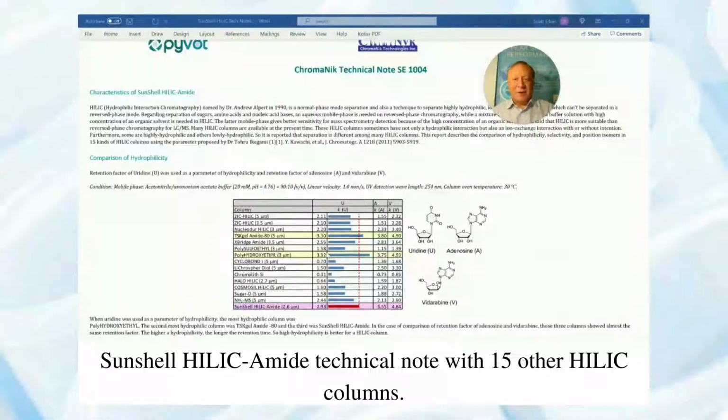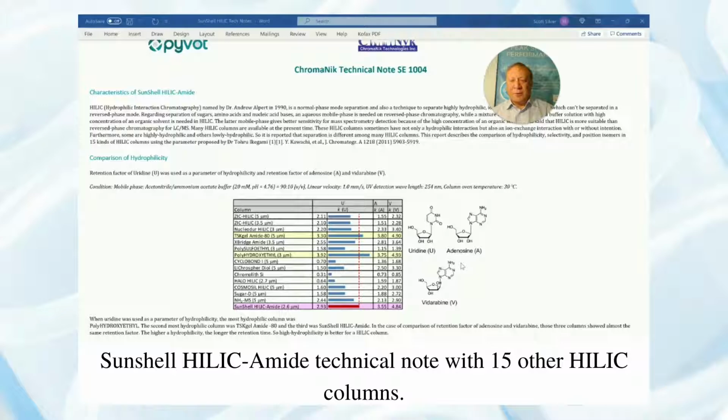And as you can see here, 15 different kinds of HILIC columns. We're going to jump right in and discuss this, but if you have any questions or feedback, we look forward to hearing from you. So again, these are the hydrophilic interaction chromatography columns, and we're going to start with comparison of hydrophilicity.